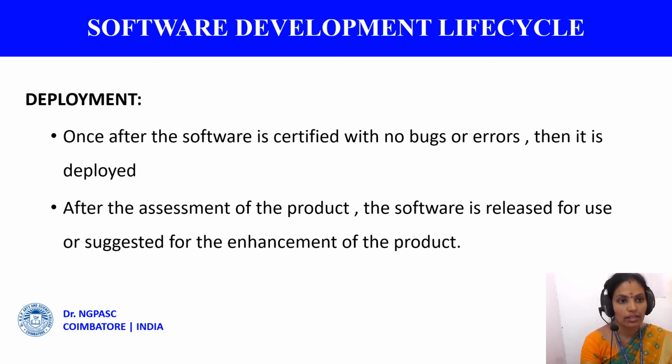Next phase is deployment. Once all testing is over, we can move on to the deployment. In deployment, without any error or bugs, we can deploy the software. After the assessment of the product, the software is released for use or suggested for the enhancement of the product. So once the testing is over, we can deploy. That means we can release the particular software product for the use of the end user, and also we can have any suggestion regarding the enhancement of the product. Either we can go for the release or we can go for the enhancement from the deployment phase.